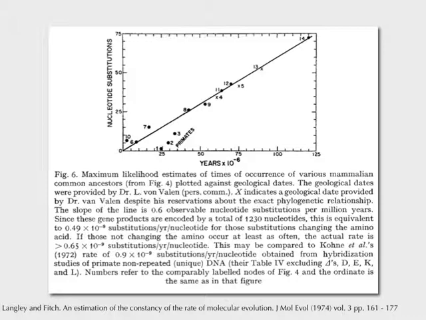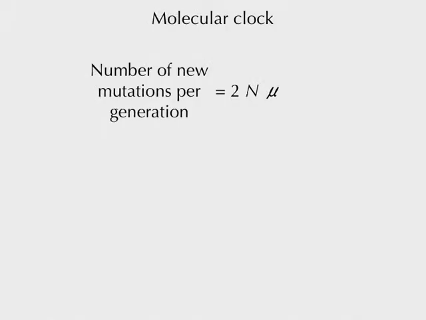So when you think about the molecular clock, there's basically this thing called a molecular clock. And so what sets the rate of the molecular clock? You probably know this from Ben's section. Standard deviation per generation, 2N mu. What's the probability of fixation of one of those mutations?